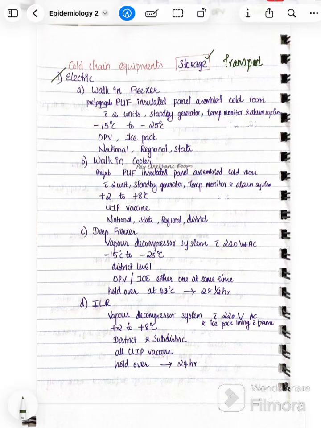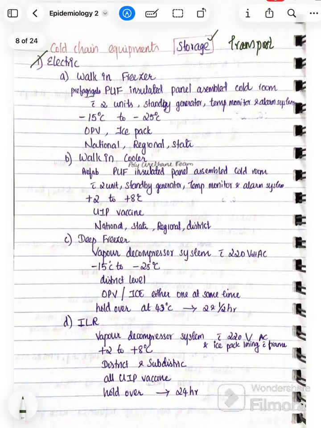In electric we have walk-in freezer, and the word says freezer. This is a prefabricated polyurethane foam insulated cold room. By generator we have temperature monitor and alarm system also. The temperature maintained in the freezer is always -15 to -25 degrees Celsius. So we are going to keep OPV vaccine and ice packs in the walk-in freezer. So at national level, regional level, state level, they are using the walk-in freezer.